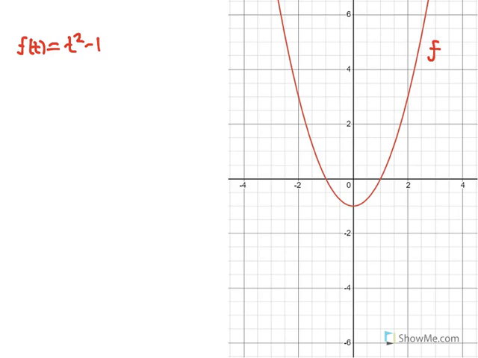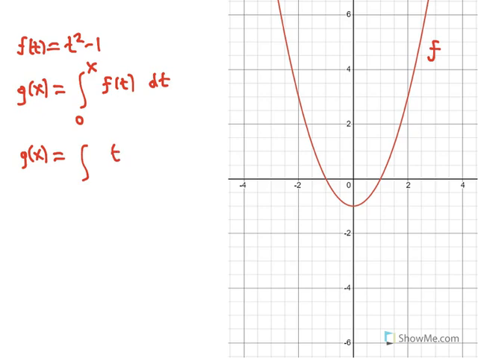So our function g, as we've already defined, is g of x is equal to the definite integral of f of t with respect to t from t is equal to 0 to t is equal to x. And of course, we happen to know the rule for f of t, so we can replace it with t squared minus 1, but I'll just leave it as f of t in this line and write t squared minus 1 in the next line. So our objective is to sketch the graph of the function g.